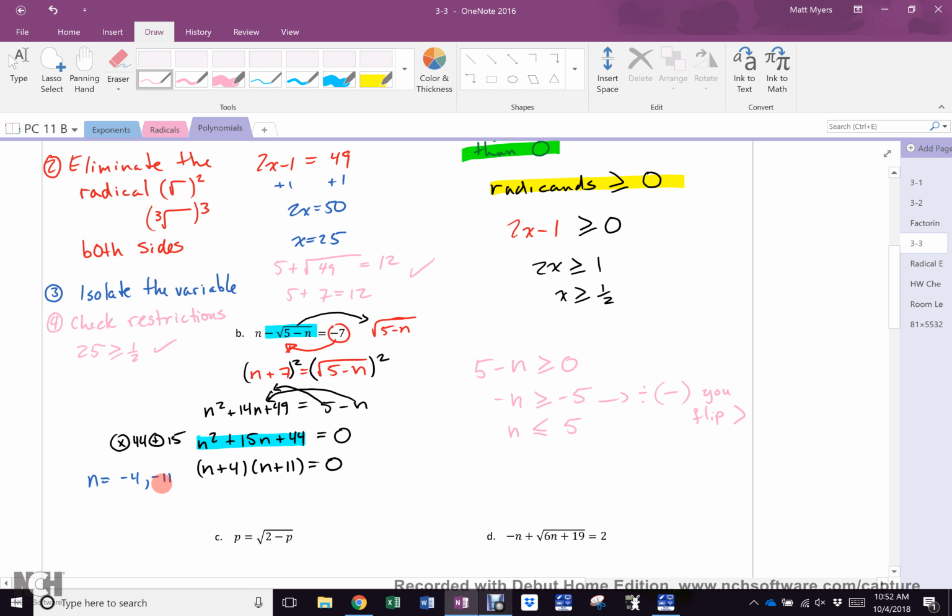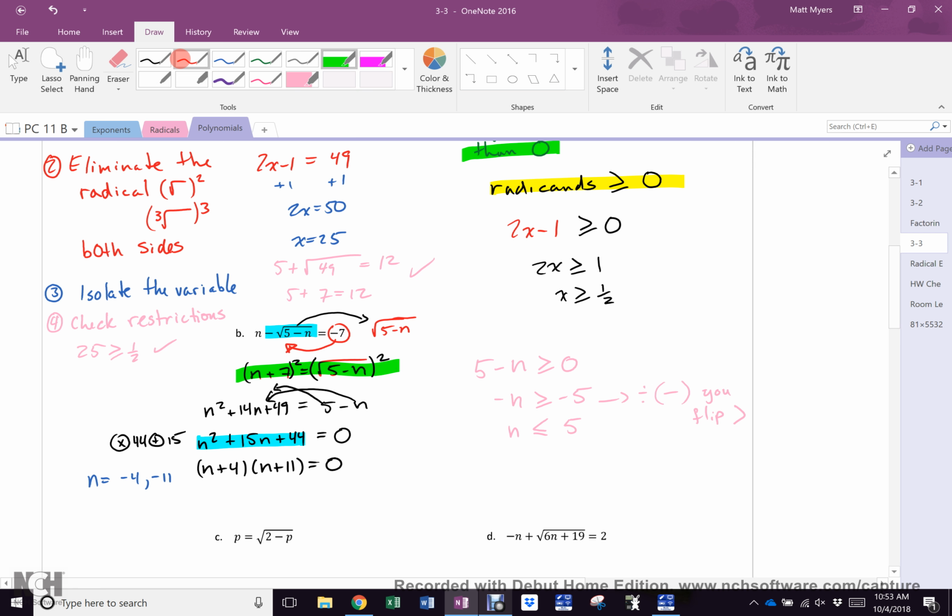Are both of those less than or equal to 5? Sure they are. They're both less than 5. They're negative. 5 is positive. So we've made it through the restrictions check, yes? So I only got to do one more check, don't I? N can be negative 4 or negative 11. Well, there's an n, right? So what should I put there? Negative 4 or negative 11.